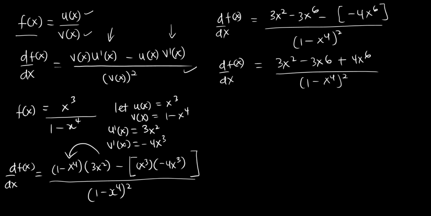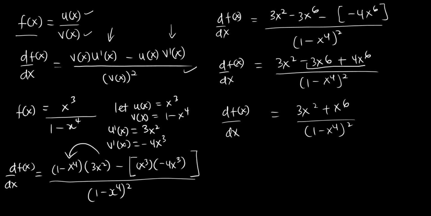You see that when you add minus 3x to the power 6 and 4x to the power 6, that's going to give us x to the power 6. So we are going to have df/dx to be 3x squared plus x to the power 6 divided by 1 minus x to the power 4, all squared. When you add minus 3x to the power 6 and 4x to the power 6, it will give you x to the power 6. That's how come I got this value.